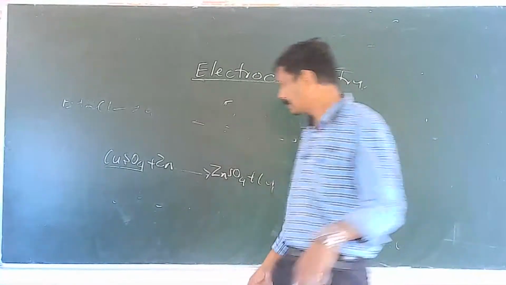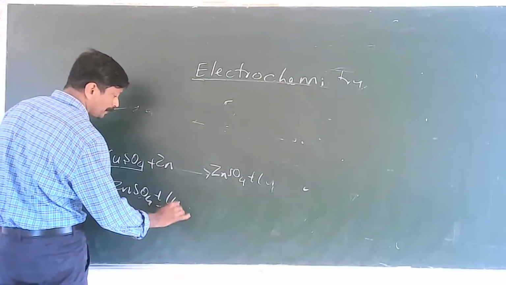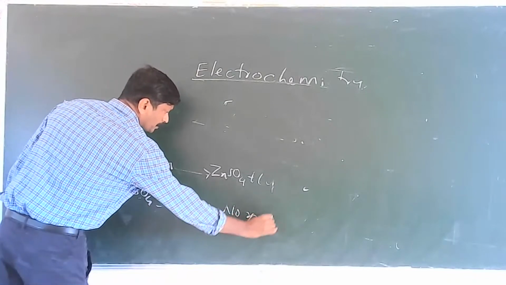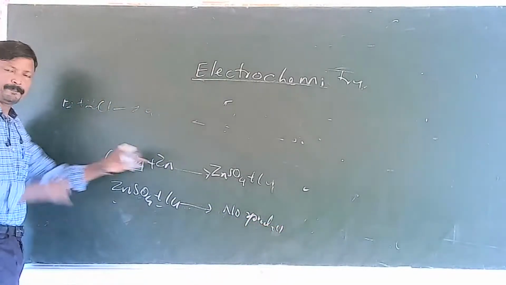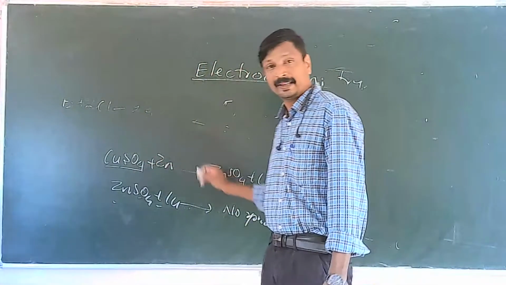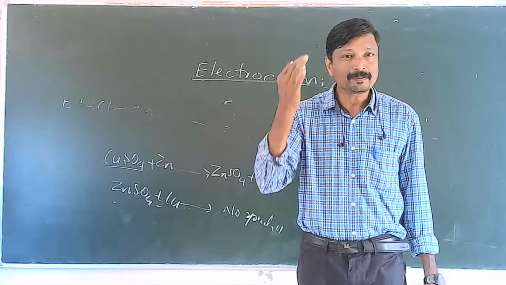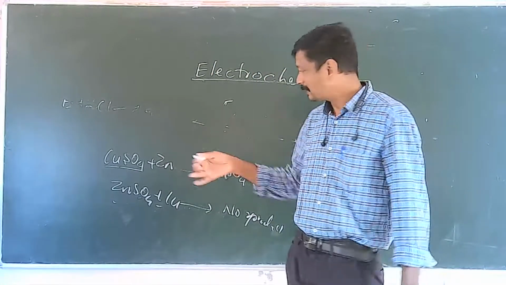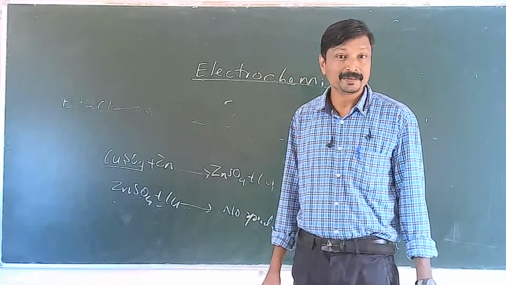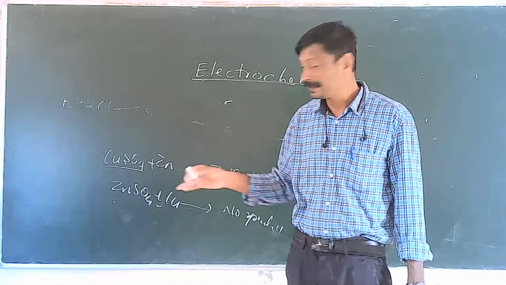The reverse reaction, zinc sulfate plus copper, gives no product. This is non-spontaneous. The forward reaction is spontaneous by dipping the zinc rod in a copper sulfate solution. Copper sulfate is blue, so the color of the copper sulfate discharges. The reaction takes place spontaneously, and some energy is released. That energy can be converted into electrical energy.